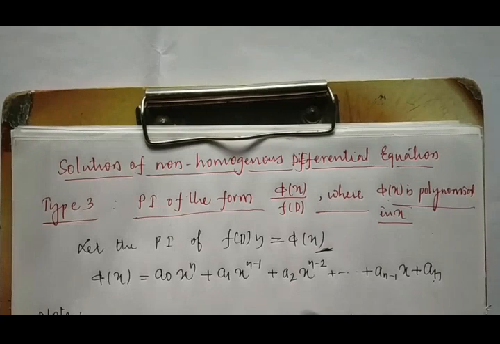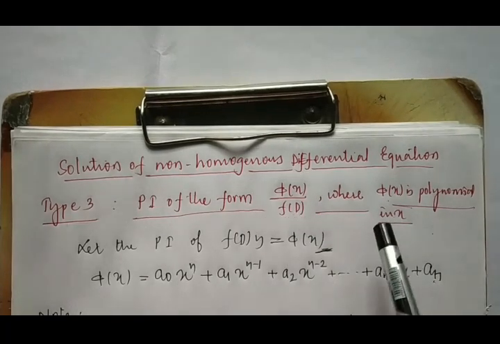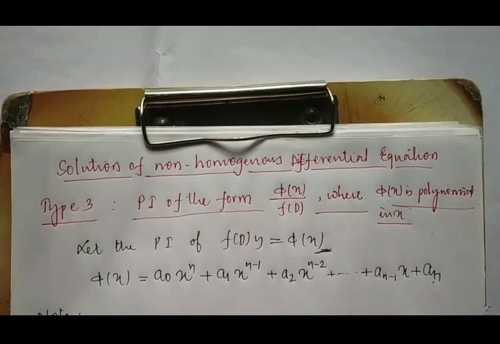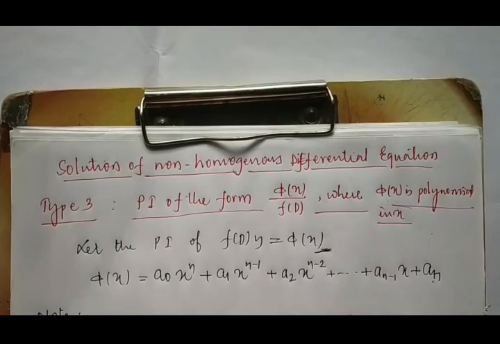Now we are going to calculate a particular integral of the form phi of x by f of D, where phi of x will be a polynomial equation in x. We all know what is the meaning of polynomial equation. It may be like ax square plus bx plus c pattern, or ax raised to 4 plus bx cube plus cx square plus dx plus e. So these kinds of equations are called polynomial equations.